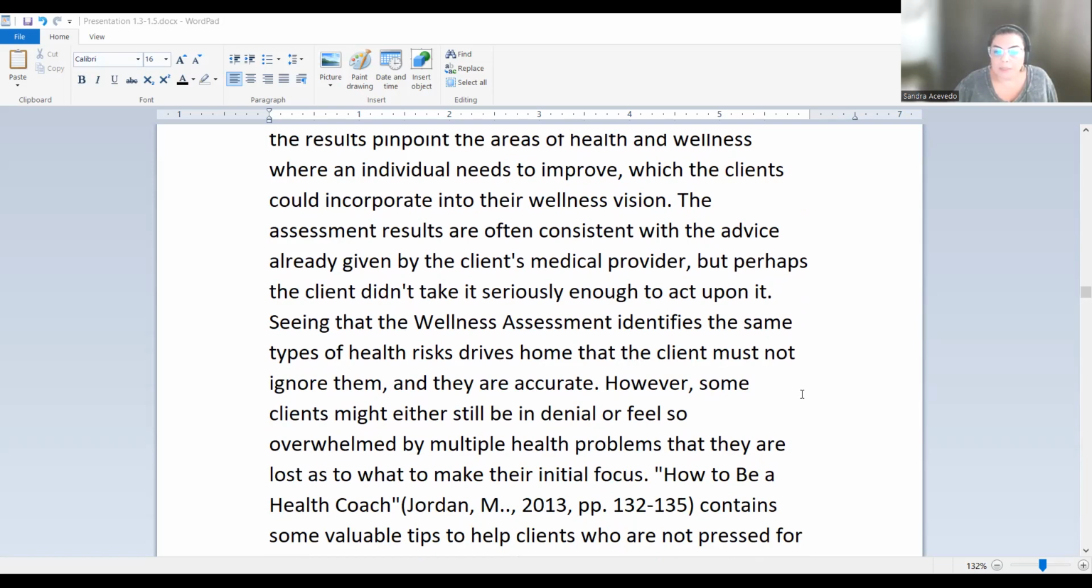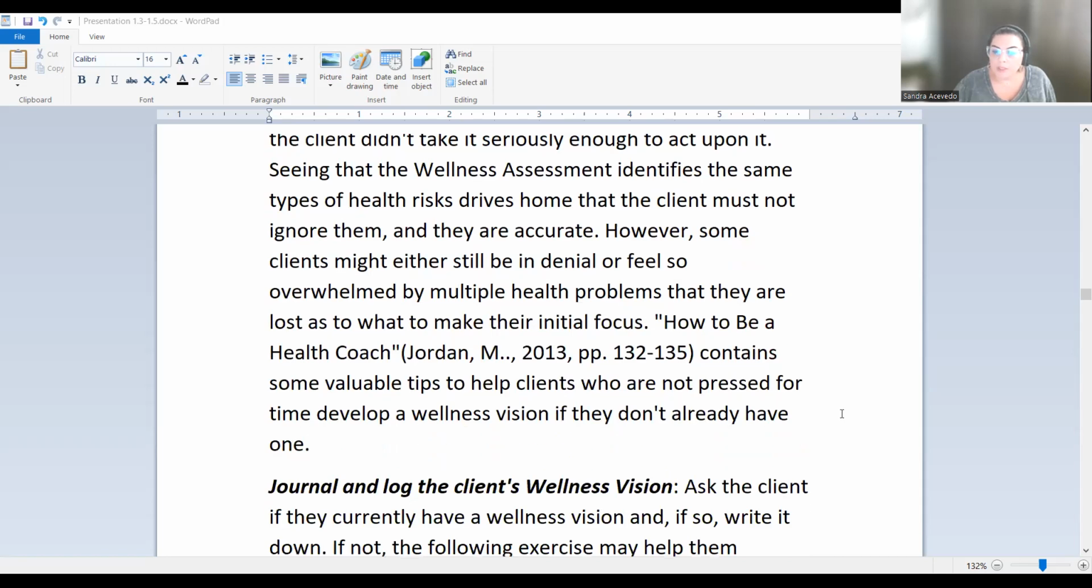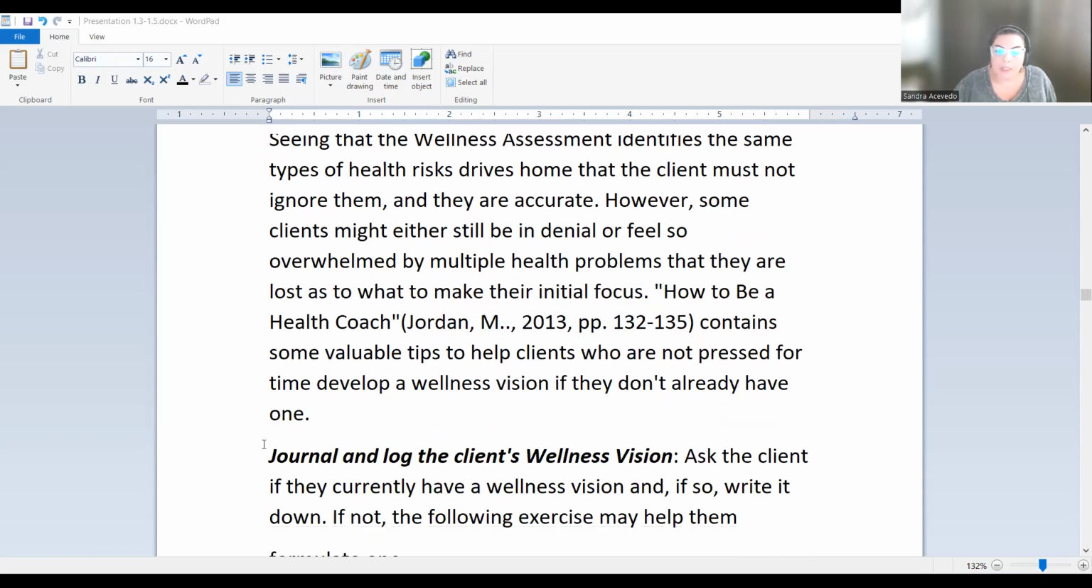However, some clients might either still be in denial or feel so overwhelmed by multiple health problems that they are lost as to what to make their initial focus. How to Be a Health Coach by Jordan contains some valuable tips to help clients who are not pressed for time develop a wellness vision if they don't already have one.